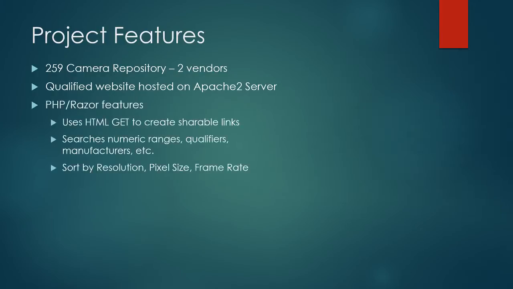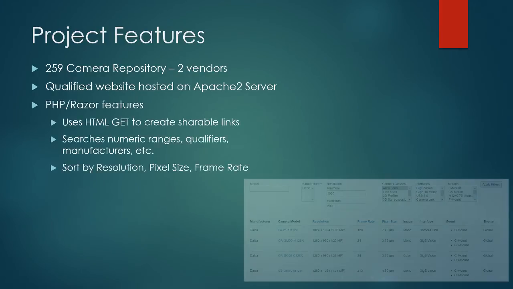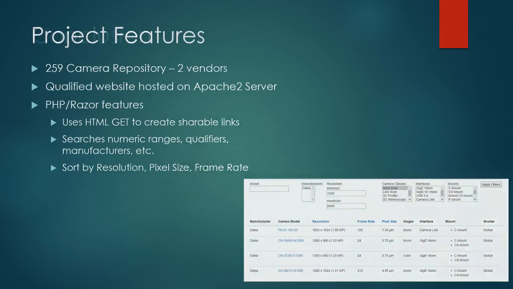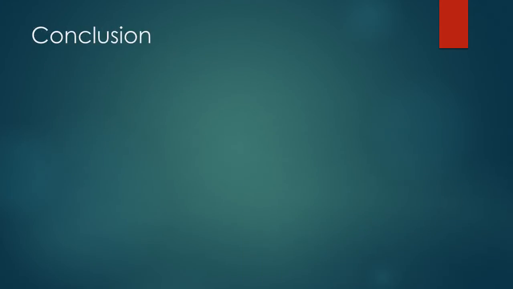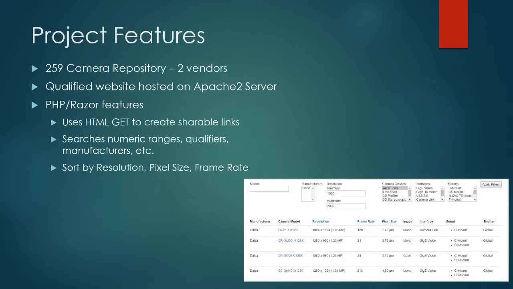In addition, I used PHP and Razor to use shareable links and create searchable patterns. In this instance, I can search by numeric ranges, various qualifiers, or manufacturers. In addition, I can sort by resolution, pixel size, and frame rate.